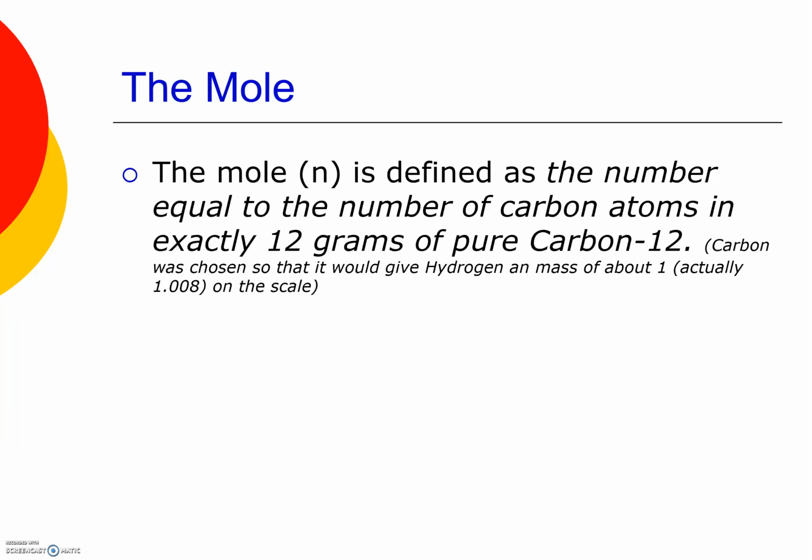All right, again, carbon was chosen so that it would give hydrogen a mass of approximately 1. And if you take a look at the periodic table, you can see that hydrogen actually has a mass of 1.008, pretty close to 1. There were masses based on other elements, but they found that by defining it by carbon-12, it works out to give hydrogen that mass of 1.